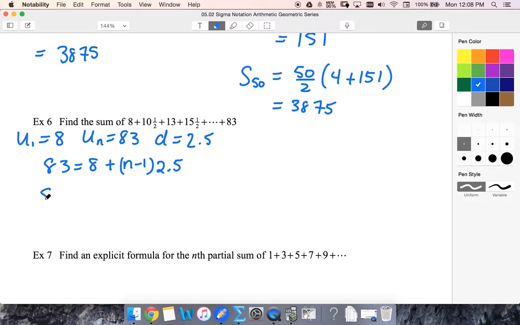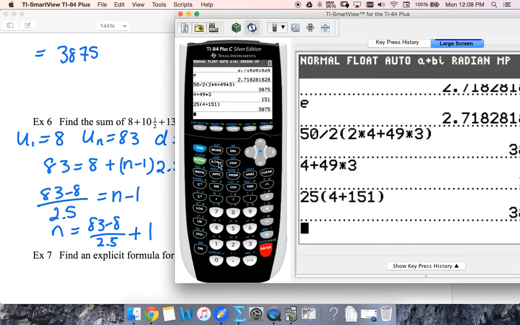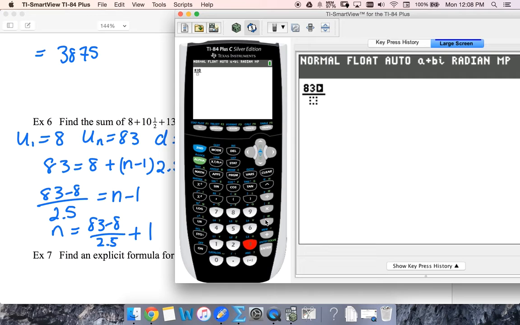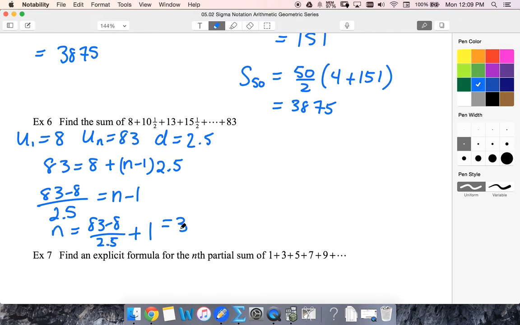Subtract 8, and then divide by 2.5. That's going to equal n minus 1. So n is 83 minus 8, divide by 2.5, plus 1. It should be an integer because it says that 83 is the last term. So let's check it out. 83 minus 8 over 2.5. And notice how I'm not even doing any of the simplifications in my head. Just going ahead and doing my algebra until I get my n value of 31.